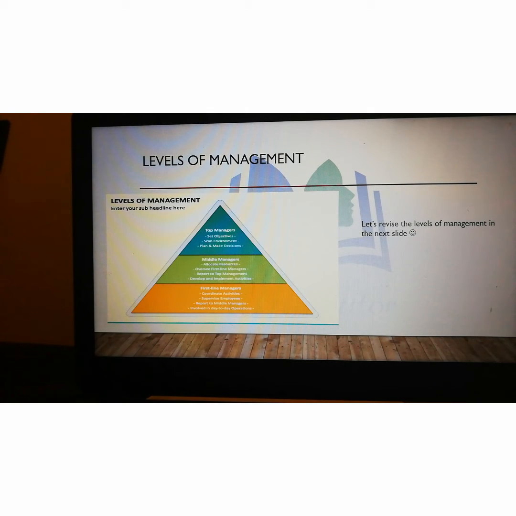This is just a picture to give you an idea. So you have your top managers, your middle managers, and your first line managers. But these are your employees, your supervisors. You report to the middle managers. These are the three levels of management. There's top, there's middle, and there's low management, or the lower level of management, middle management, and the top level of management. We'll revise the levels of management in the slide that is to follow.